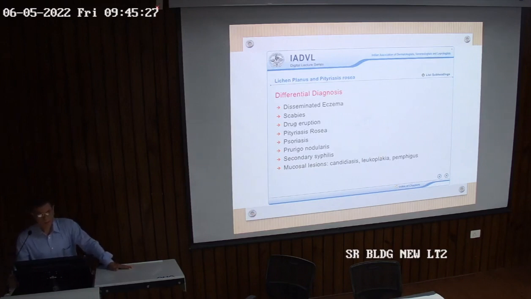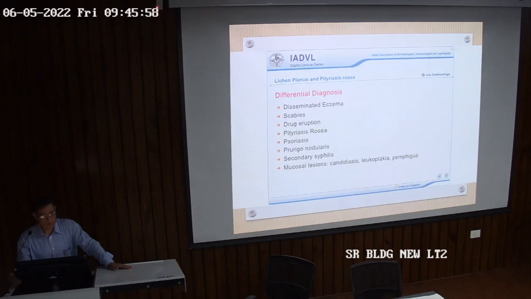mainly over the web spaces, genitalia, the circle of Hebra. So it involves the web spaces, the wrist, axilla, breast, umbilical region, genitalia. So this covers the whole of the circle. So these are the commonest sites involved by this mite, which causes much more itching at night. Papular lesions are there and it's an ectoparasite.